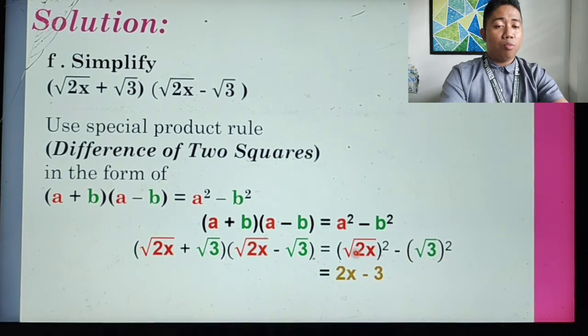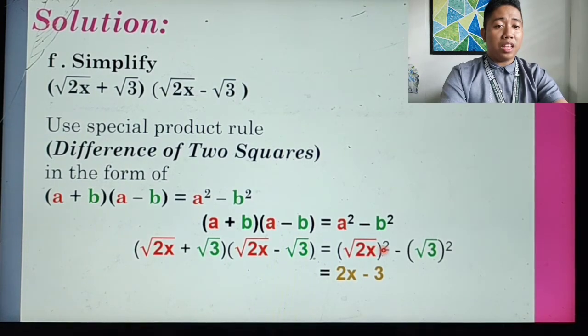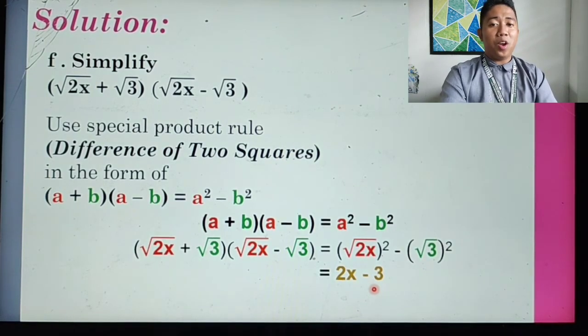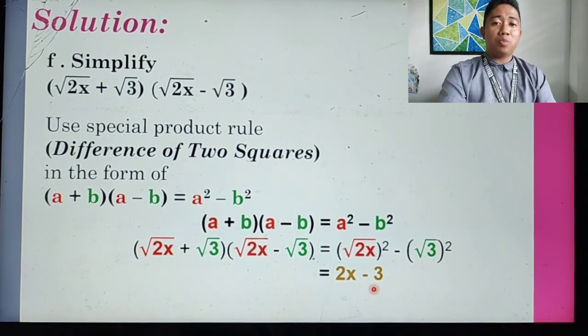Next, we get the perfect square. So we all know that the square of the square root of 2x is 2x. And square root of 3 quantity squared, so square root of 3 times square root of 3, which is square root of 9. And simplify that, square root of 9, which is 3. So the final answer is 2x minus 3. So my dear friends, students, and viewers, now you know how to solve and simplify the product of these two radical expressions using multiplication through special products.